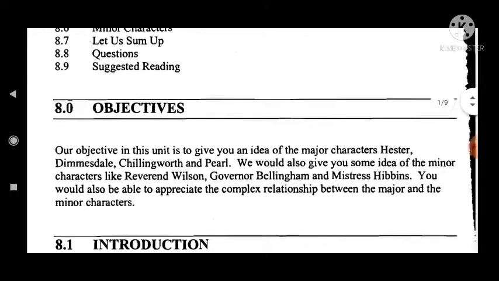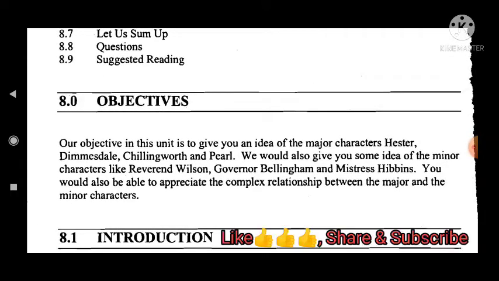We would also give you some idea of the minor characters like Reverend Wilson, Governor Bellingham and Mistress Higgins. Who are the major characters and who are the minor characters? You can write to me in the comment box so that I can read your response. You would also be able to appreciate the complex relationship between the major and the minor characters. The major characters are Hester, Dimmesdale, Chillingworth and Pearl. The minor characters are Reverend Wilson, Governor Bellingham and Mistress Higgins.